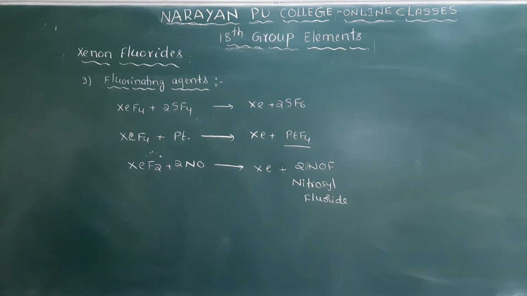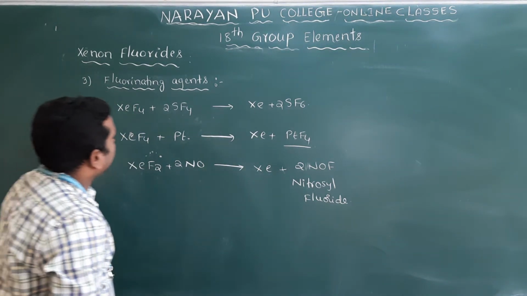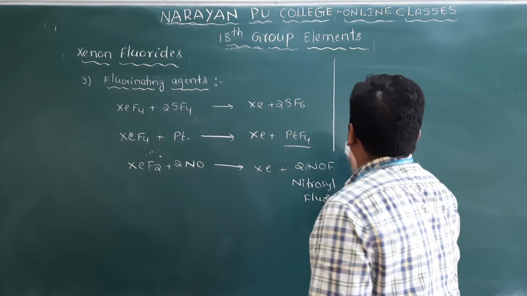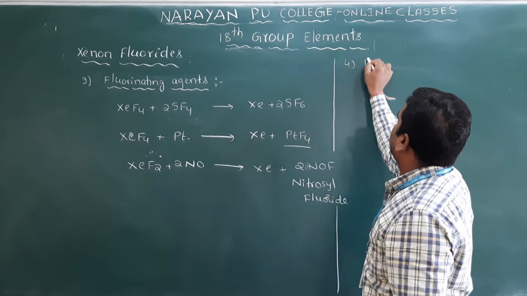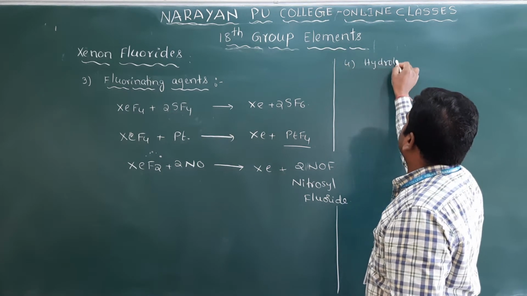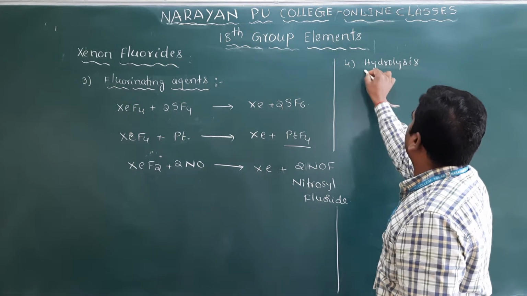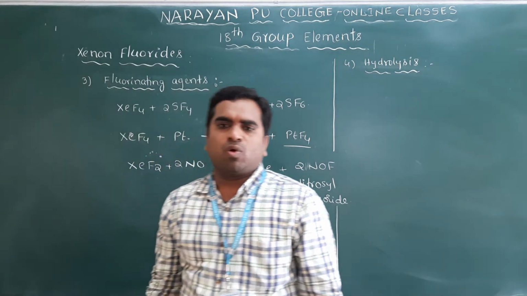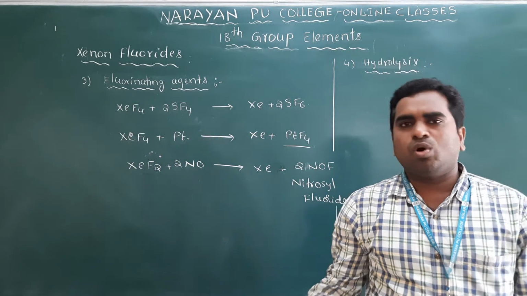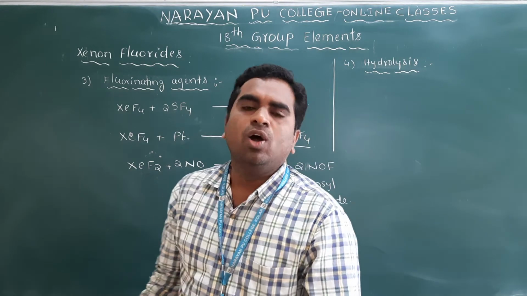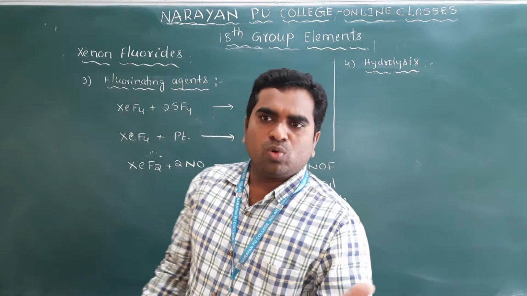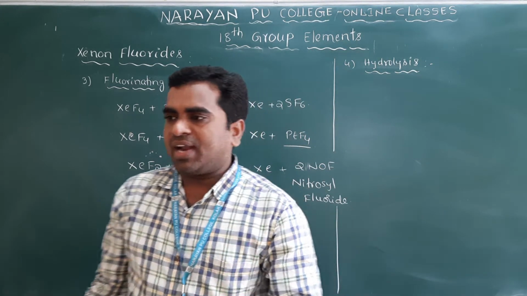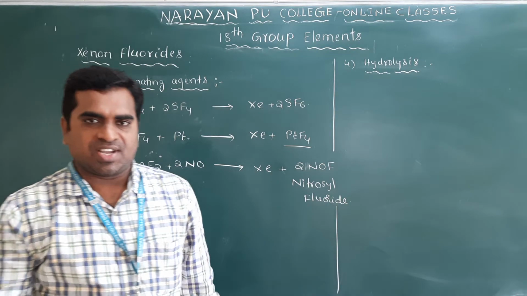The next one, the fourth one, is hydrolysis. Clear? Xenon difluoride, tetrafluoride and hexafluorides are readily soluble in water, meaning they react easily with the water. It depends on the different compounds, so that's why they react with the water in different ways and give different types of products in each case.